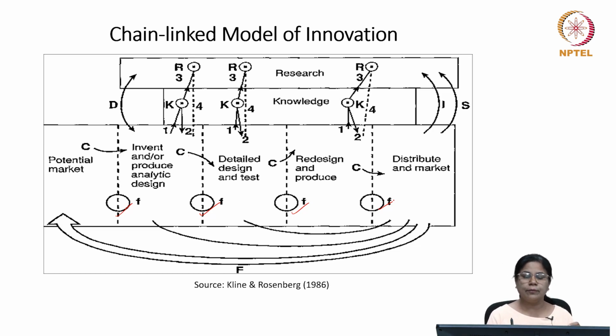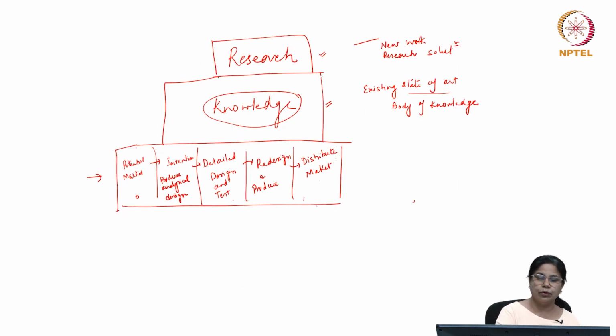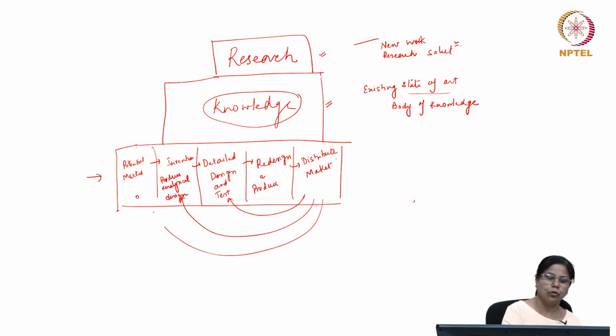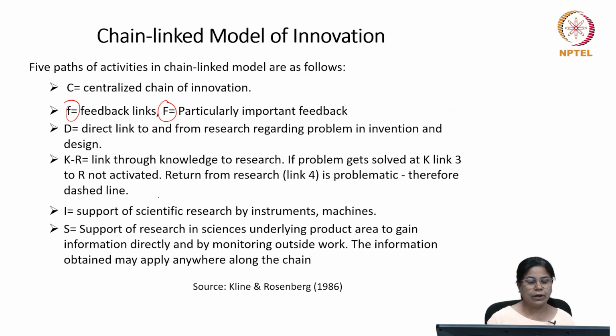Apart from that, the authors have also made a distinction with a particularly important kind of feedback. Suppose there is a major flaw with the product design, or maybe a major security challenge that comes into the picture once a consumer uses the particular product. That kind of feedback is marked through this capital F. And where does this feedback go to? It goes from distribution to design, to invention and design, and it also goes to the potential market.